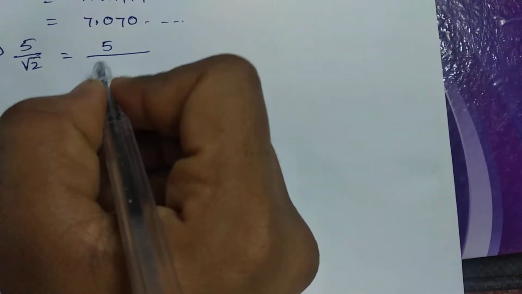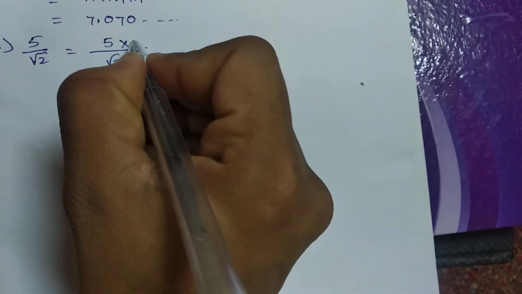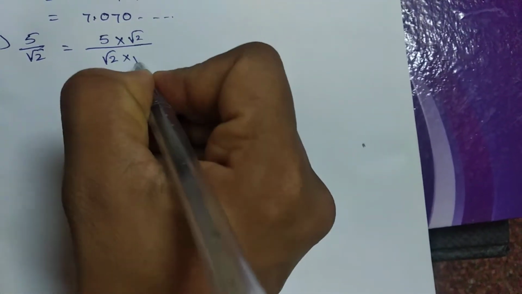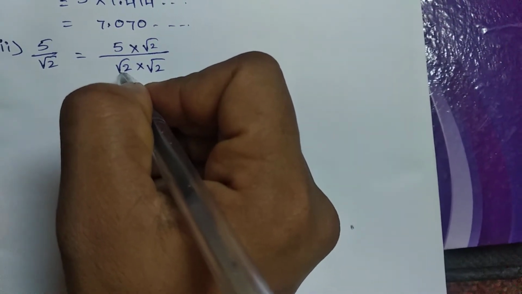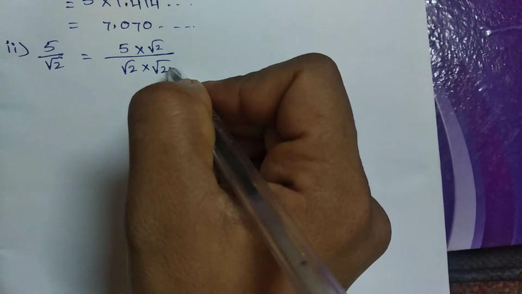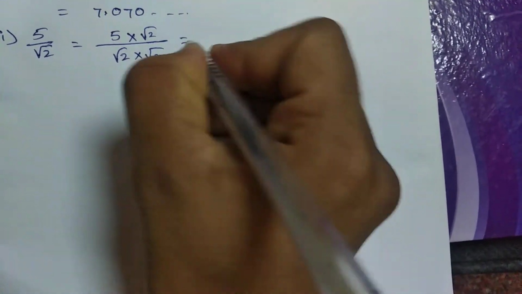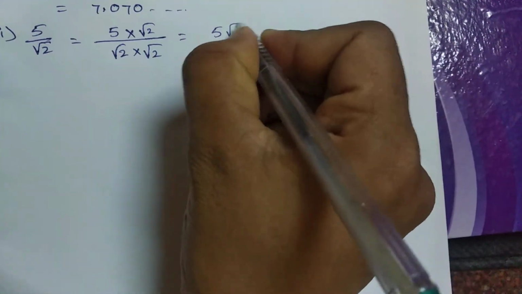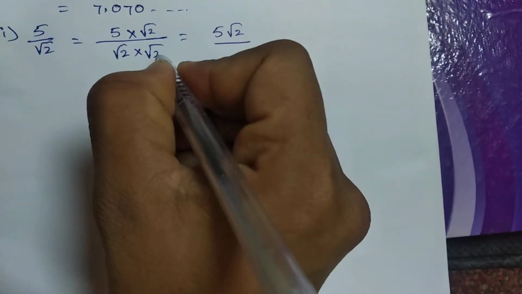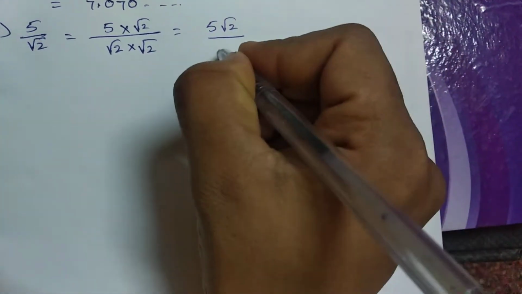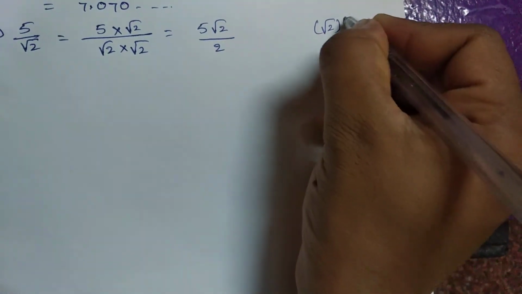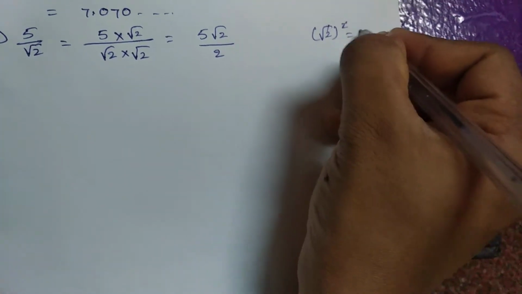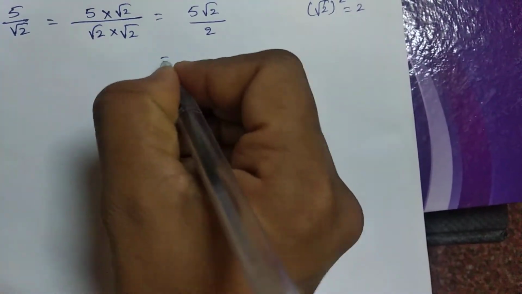Now here 5 divided by root 2, we should multiply with root 2. Why? Here the denominator has root 2. For removing this denominator root 2 we should multiply with root 2 both numerator and denominator. So 5 into root 2 is 5 root 2, divided by root 2 into root 2, how much? Root 2 whole square, nothing but 2 only. So the square root will be cancelled and 2 will come.